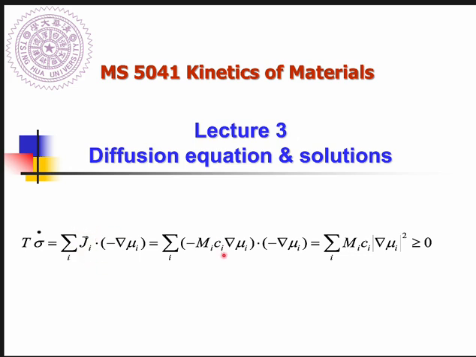And if there's no other driving force here, the atomic flux can be written as negative mobility, concentration, and the chemical potential gradient. So you simply put them together and you get this result: mobility, concentration, and chemical potential gradient, and you have a square here.